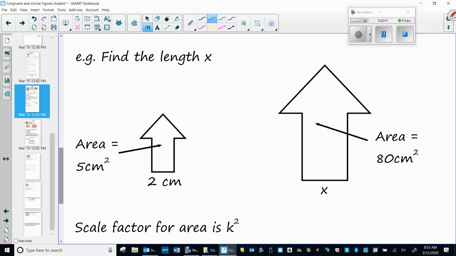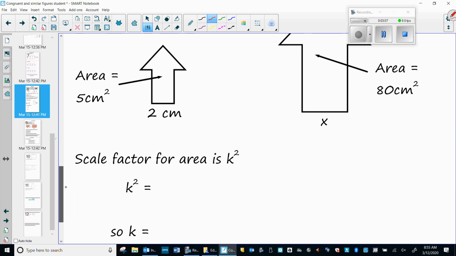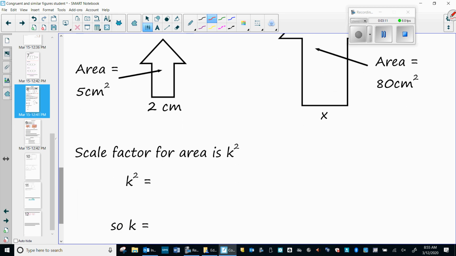We've been told here that this area is 5, this area is 80. Okay? We're trying to find a missing length here, so we need to find the scale factor. We can't find the value of k straight away, but we can find the value of k squared. Okay? So the value of k squared, how would we do that? Not 5 divided by 2. How much bigger is this compared to this? The area. Divided by 5. So we need to know how much bigger the big area is compared to the small. And that is going to give us the value of k squared. Are you all happy that that's giving us k squared?